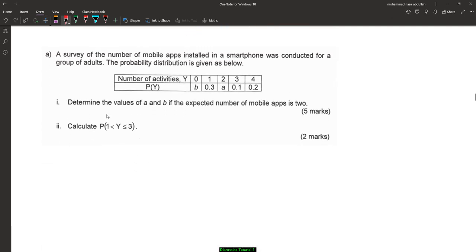So question number 4. A survey of the number of mobile apps installed in the smartphone was conducted for a group of adults. So find the probability distribution. The probability distribution is given as below. So this is the probability distribution. So they want us to find A and B if the expected number of mobile apps is 2.